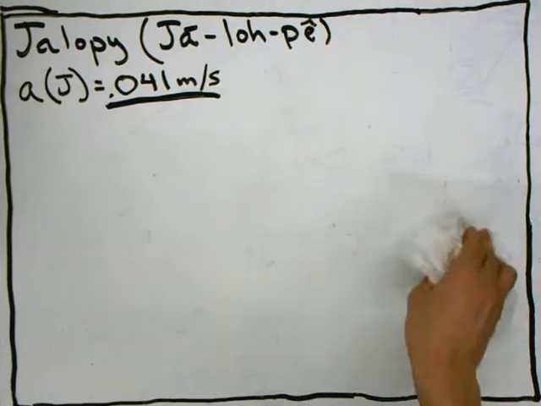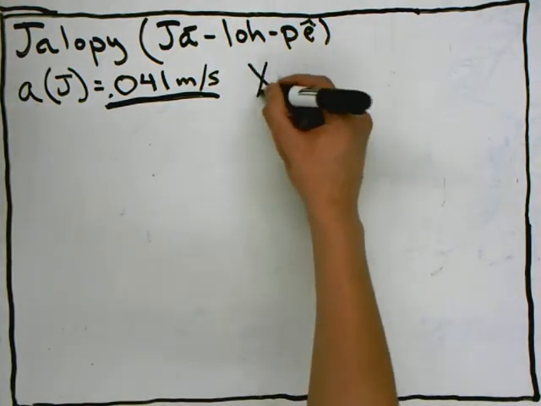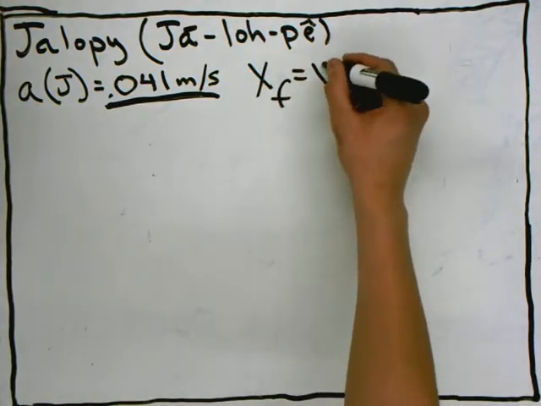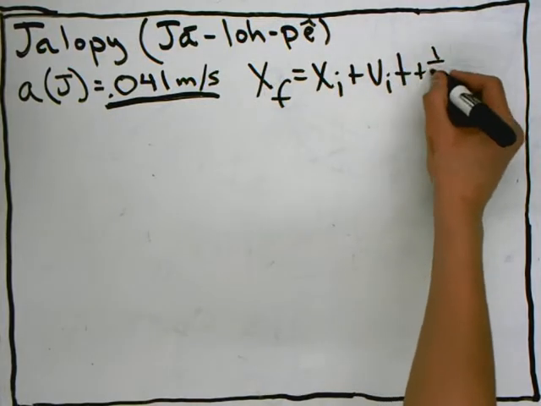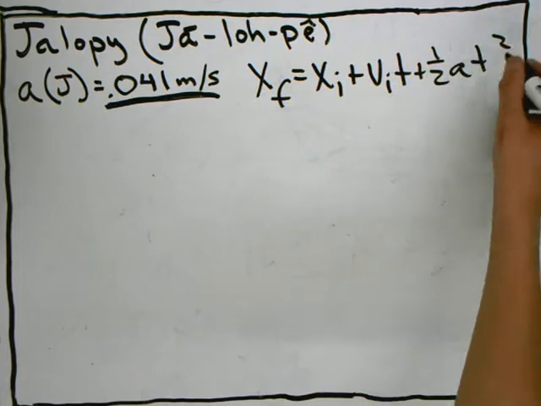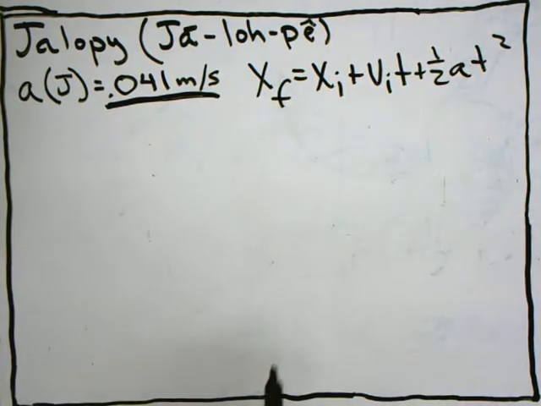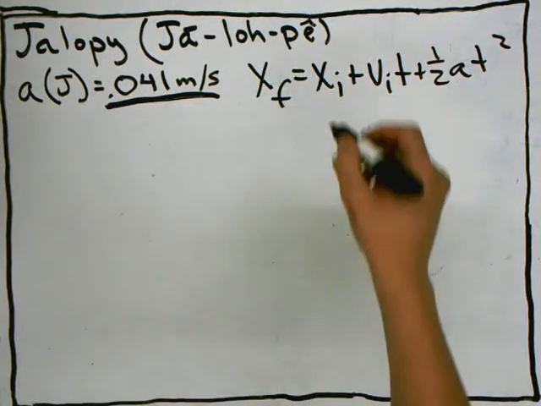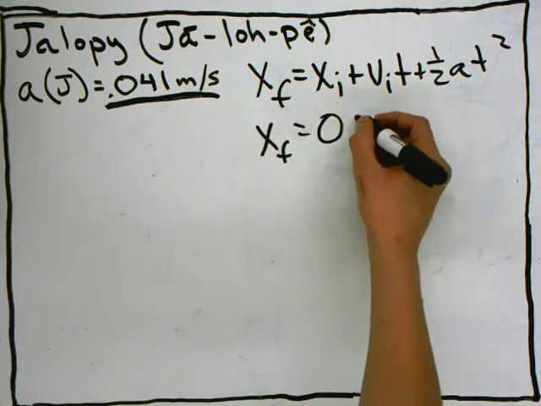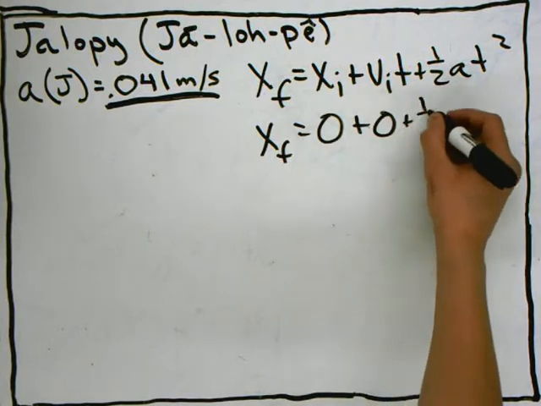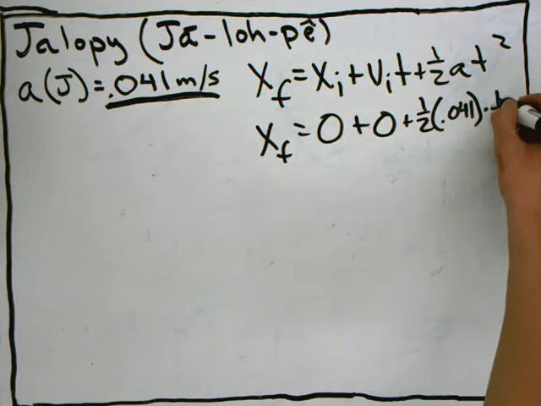So, we're going to use this kinematics formula, because we know time, acceleration, initial position, initial velocity. So the only unknown variable is the final position. So we know that our final position is 0 plus 0 plus 1/2 of 0.041 times t squared. I'm just going to use t squared because that is extraordinarily long.